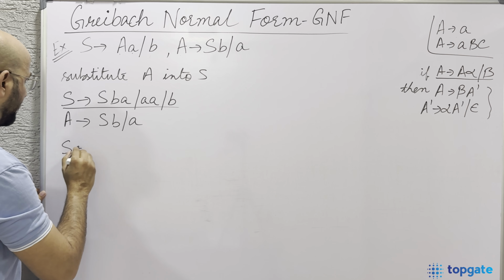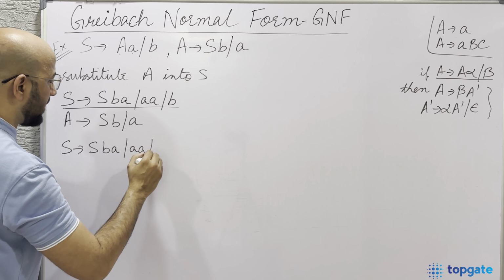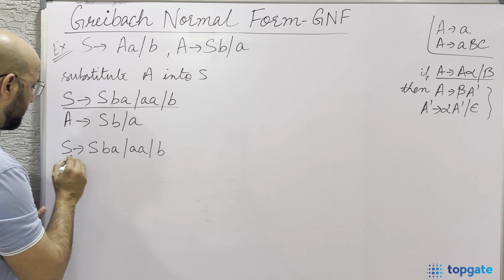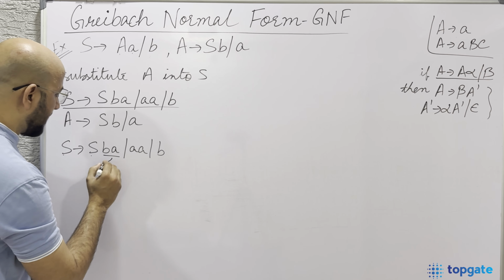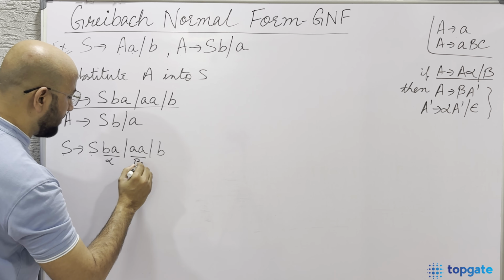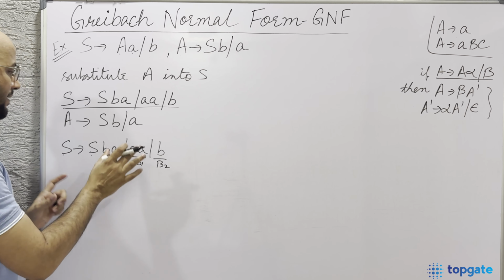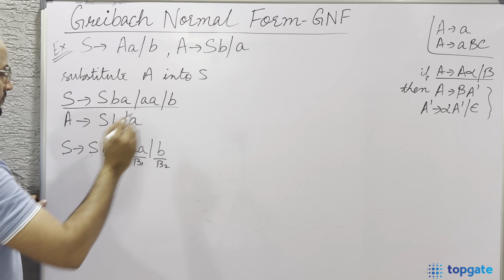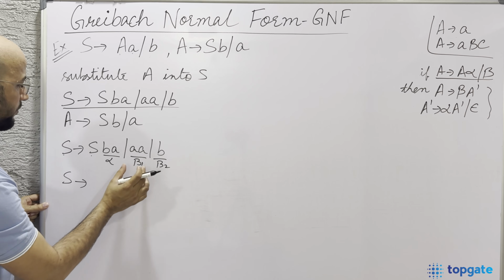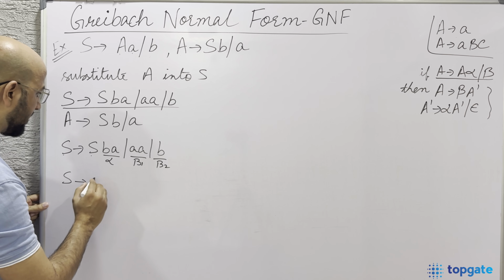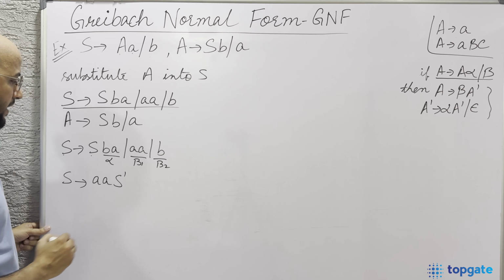Let's see what we have. We have S tends to SBA slash AA slash B. Now this is the same variable here, and this one will become my alpha, this one will become my beta 1, and this one will become my beta 2. Let's see how we eliminate this left recursion. It says that we will take S as beta. What is beta? We have two betas here. That means I'll take AA, then I'll take a new variable S dash.